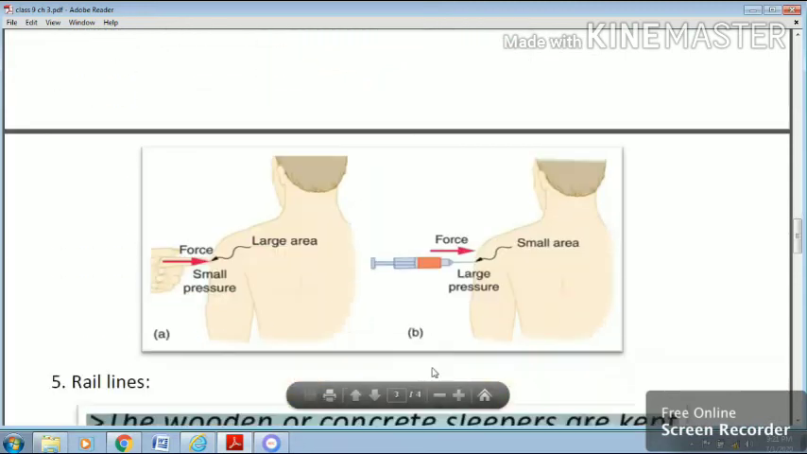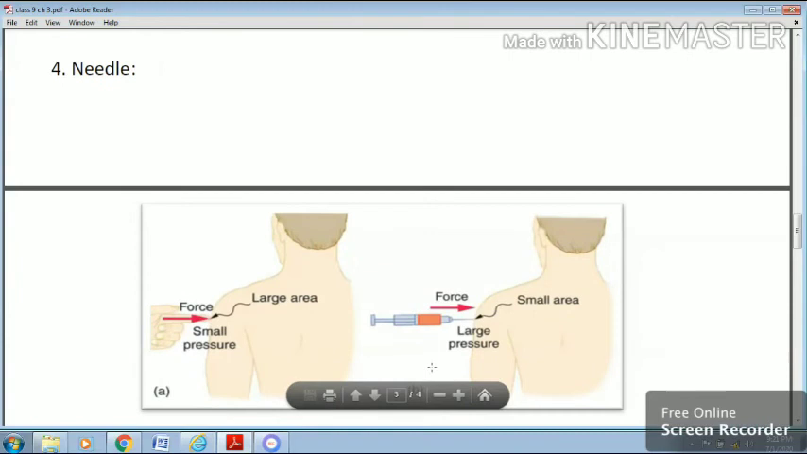Now moving on to the next example, that is the needle. The tip of a needle is made sharp so that the force applied on it acts on a small area, and this increases the pressure. As you can see here with the finger when we are applying pressure, and here with the needle while giving injections, the doctor uses this syringe. So here the pressure will be more because the area of contact is less in the case of the syringe.